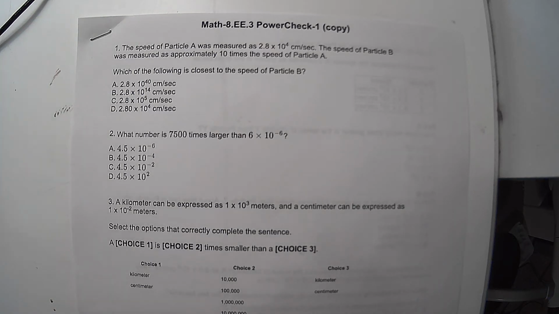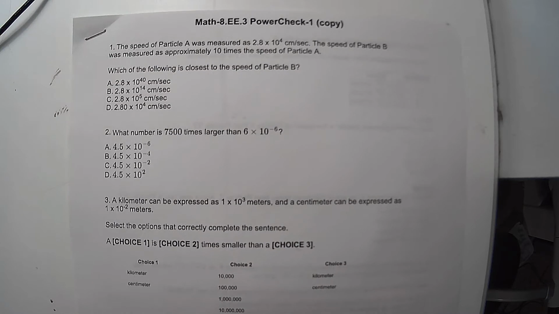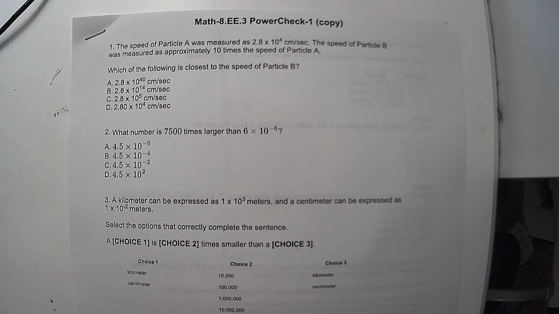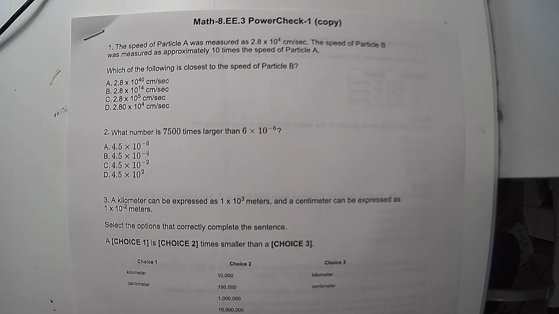This video is going to be on EE3. This is going to cover scientific notation. Basically, scientific notation is going to be used to take either extremely small numbers and write them in an easier to read format, or take extremely large numbers and write them in an easier to read format. So essentially all we're doing is trying to eliminate all the extra zeros by changing it to an exponent.